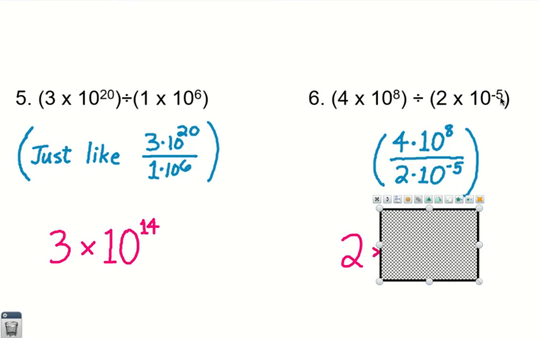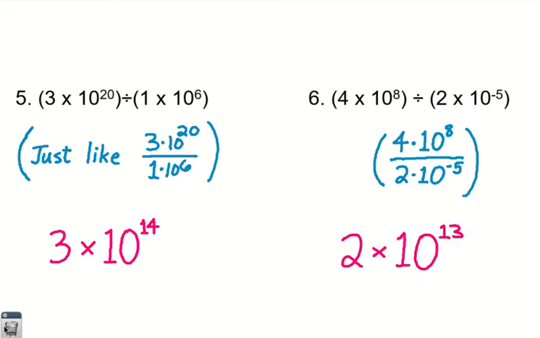Ooh, be very careful here. 8 minus a negative 5. 8 minus a negative 5. There's a double minus there. So just be sure, because this is really the same as 8 plus 5 when you do minus negative 5, and you get 13. Double check on your calculator. And that's it, folks.